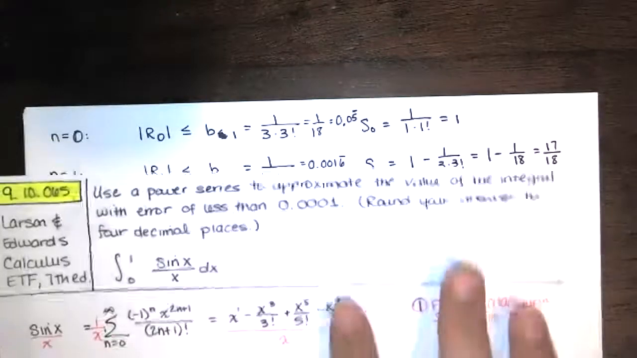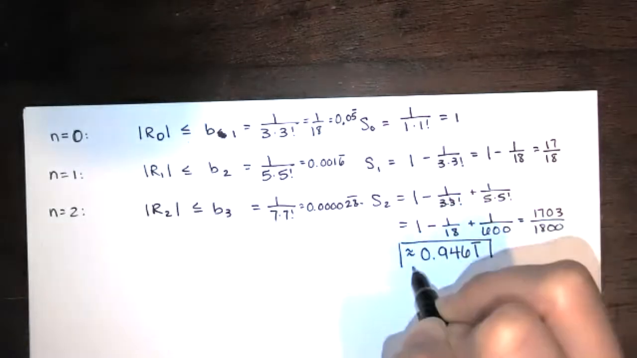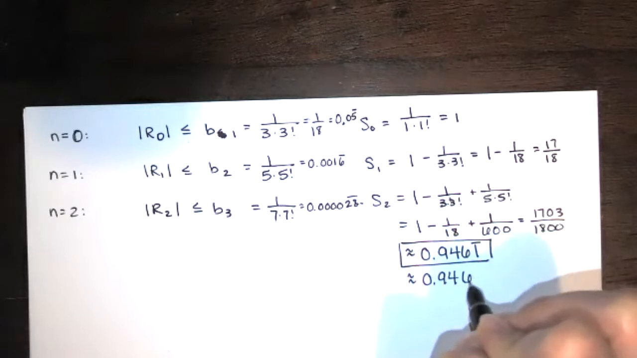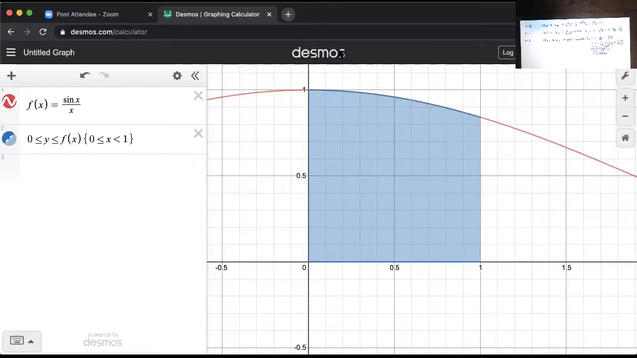Well, actually, I know that they want that. So just take that and round to 4 decimal places. So the answer we'll type into WebAssign is 0.9461. And again, that 0.9461 is an approximation to the area under this curve given by the function f of x equals sine of x over x on the interval from 0 to 1.